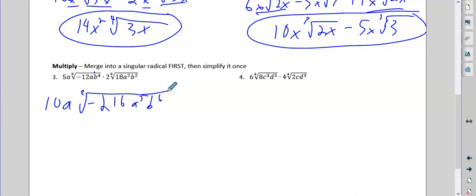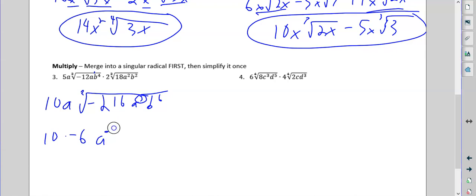Remember, it's a cube root. 216 is actually a perfect cube. All right, but don't forget to bring the negative out also. So we're going to have 10 on the outside times the cube root of 216 is 6. But it's going to be negative 6. The negative comes out also. There's going to be an a on the outside. We can bring out one whole group. So that makes 2 groups.